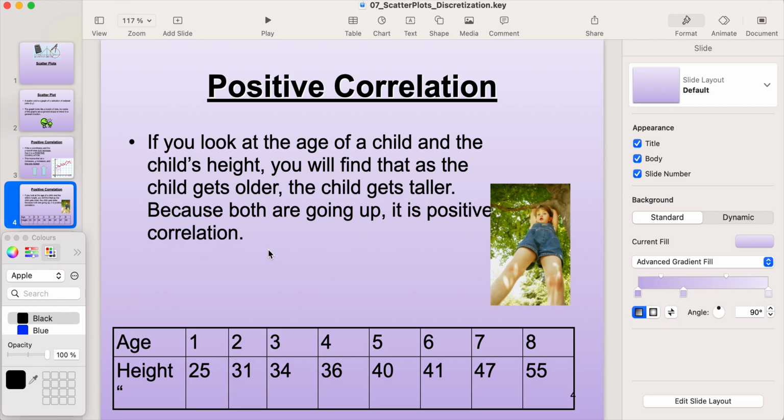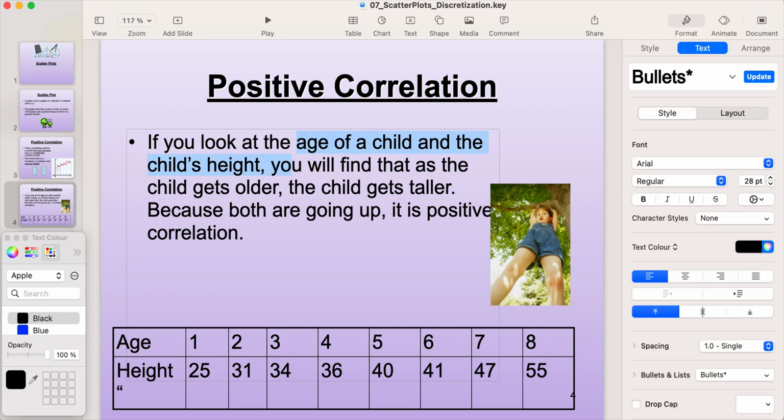So if we look at the age of a child and the height of the child, to give a real life example, then we find that as the child gets bigger, the child gets taller. That means when the child is growing, it becomes taller in height. Because both of those are moving upwards, the age is increasing and the height is increasing. Therefore, we have a positive correlation.